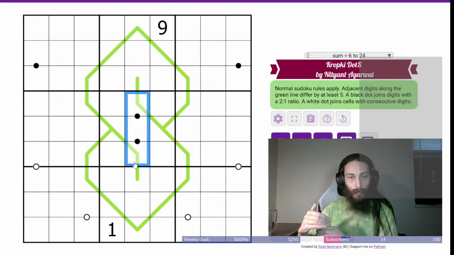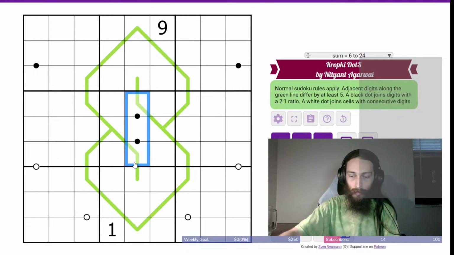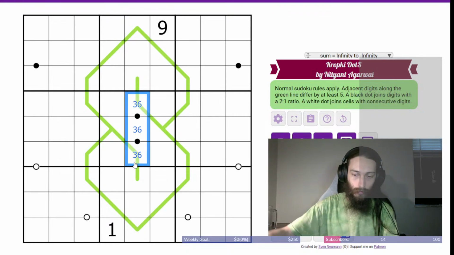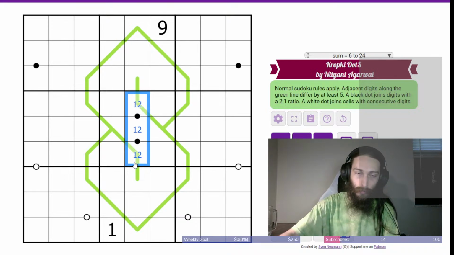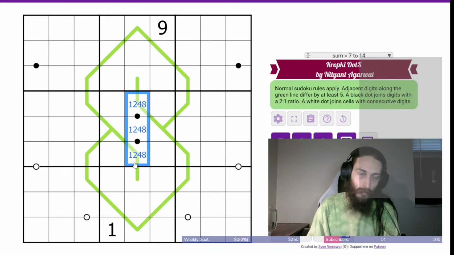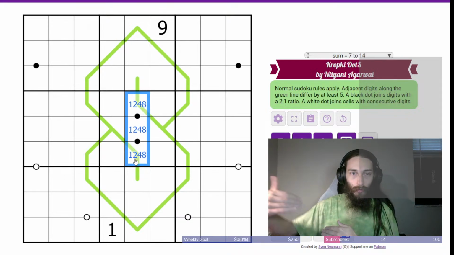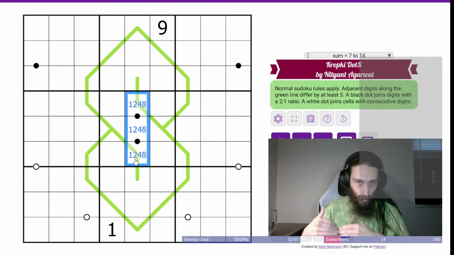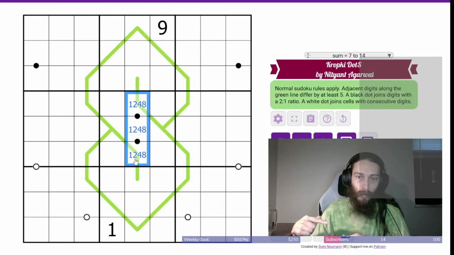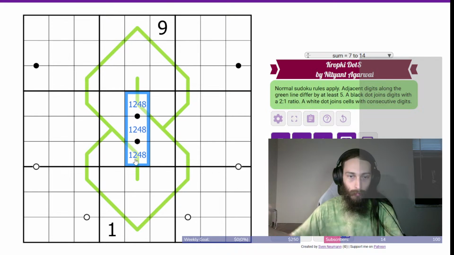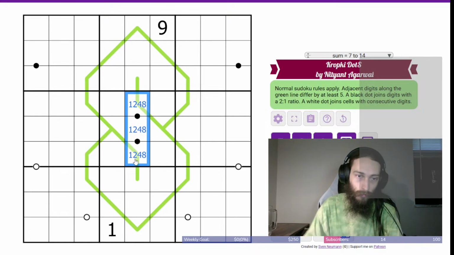If you have black Kropke dots in this order like this, you can't use 3 and 6, because 6 doesn't have a 2-to-1 ratio that works, so it has to be 1, 2, 4, or 8. You can't use 5, 7, or 9 because they're all odd, so you can't divide them by 2. And 5 being the minimum, times 2 would be 10, so you can't double any of them either, because then they'd be out of the range for what's allowed in Sudoku.